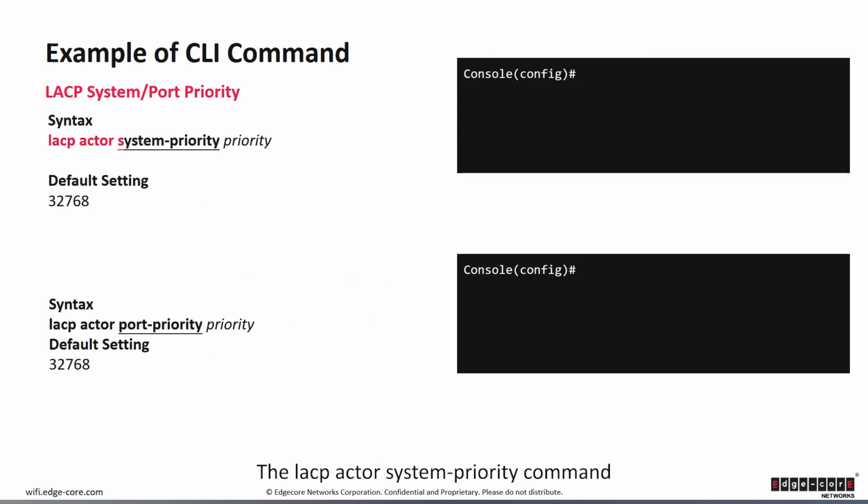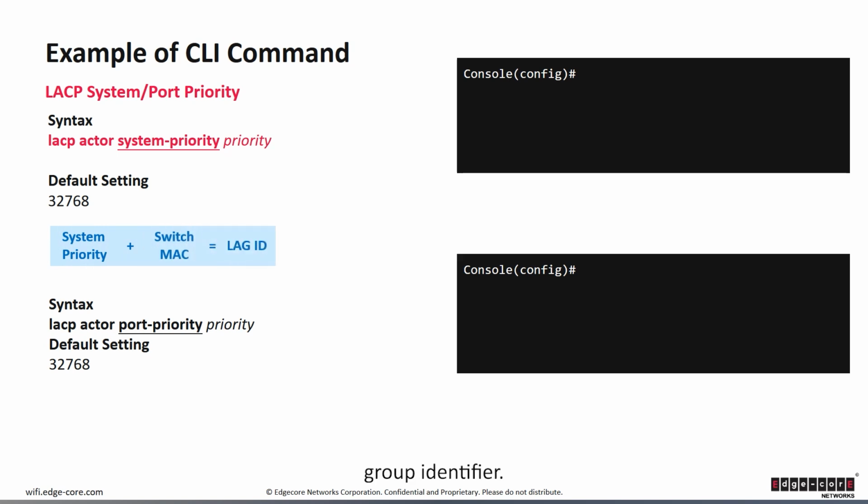The LACP actor system priority command configures a port's LACP system priority. The system priority is combined with the switch's MAC address to form the link aggregation group identifier. This identifier is used to indicate a specific link aggregation group during LACP negotiations with other systems. The port must be configured with the same system priority to join the same port channel group.